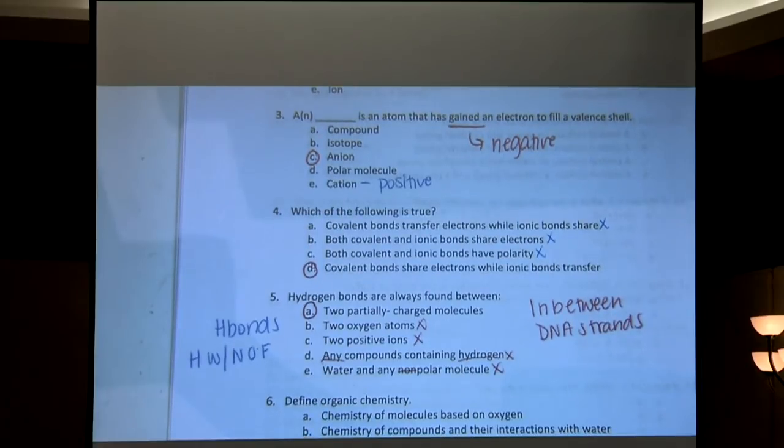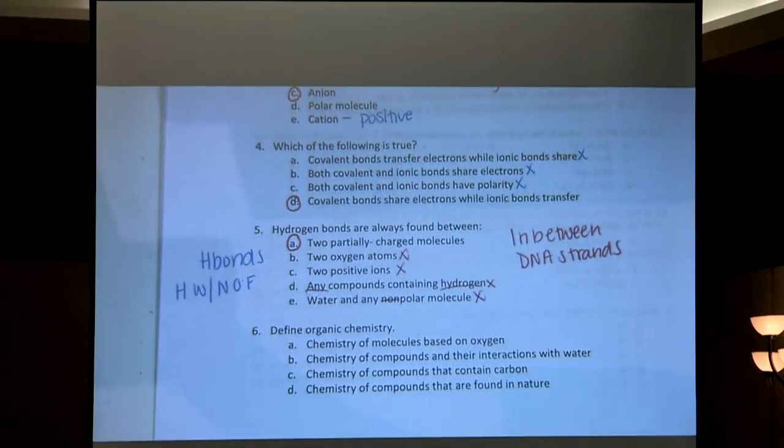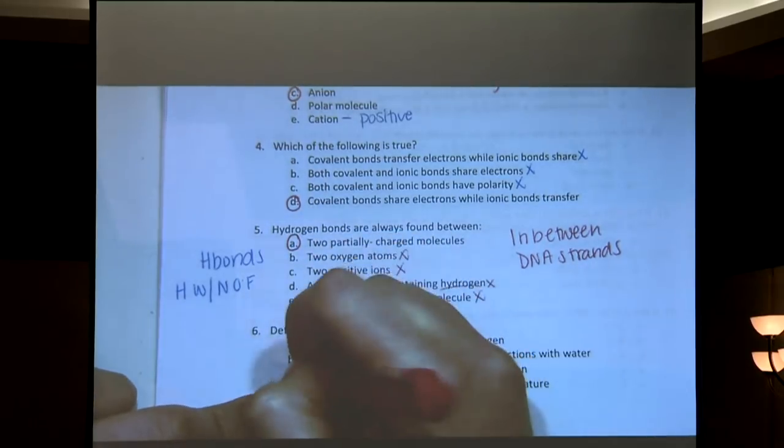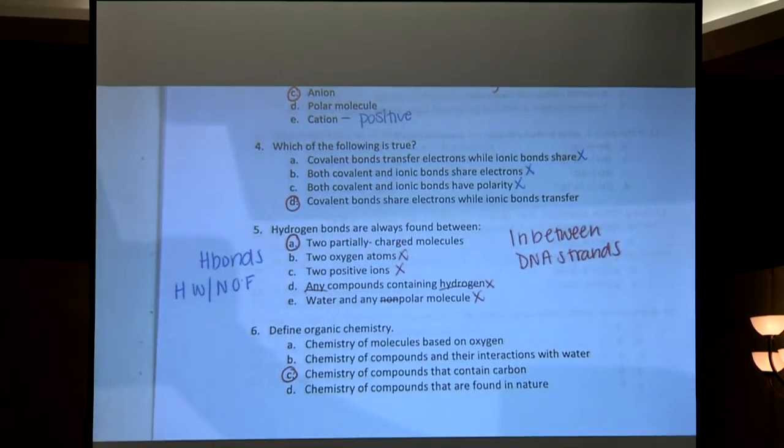So in this case, we also have to define organic chemistry. Organic chemistry is basically what? The chemistry of what, guys? Good. It's our carbon chemistry, the chemistry of compounds that contain carbon.